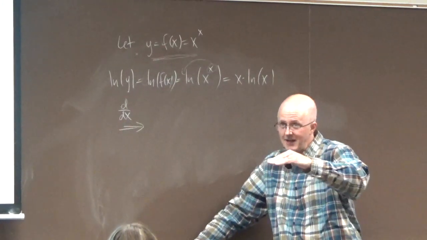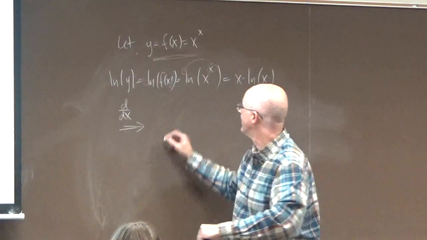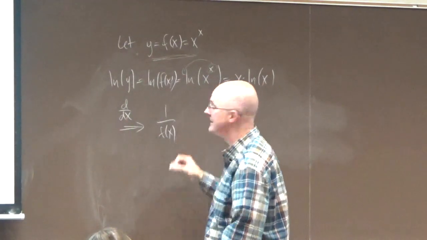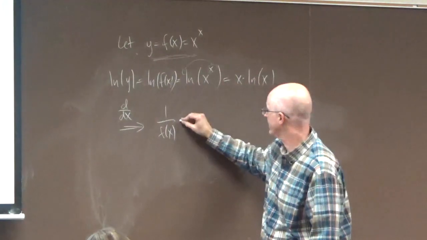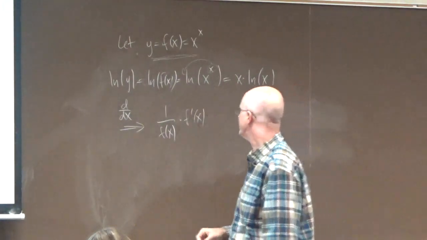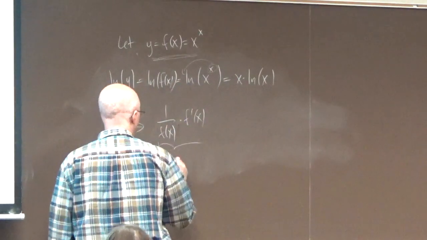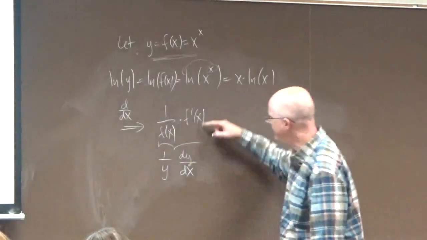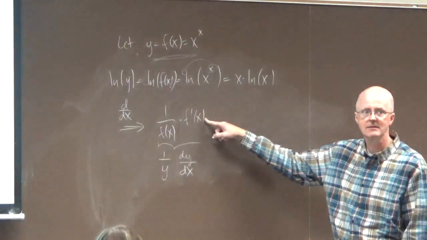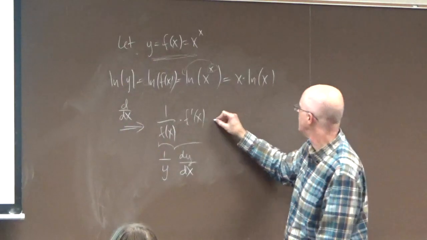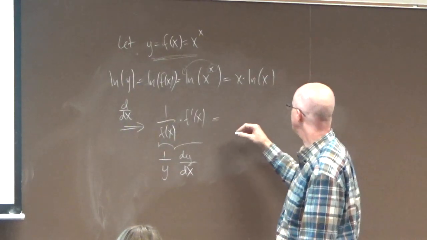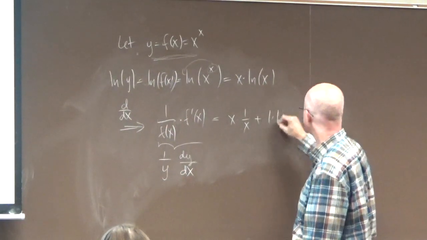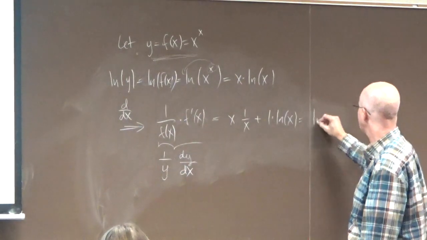The derivative of natural log of x is 1 over x. So I get 1 over f of x times the derivative of the inside function, f prime of x. More commonly, this is written as 1 over y times dy dx. But it might be easier to think about this way. Equals the derivative of this, left d right plus right d left. 1 plus natural log of x.